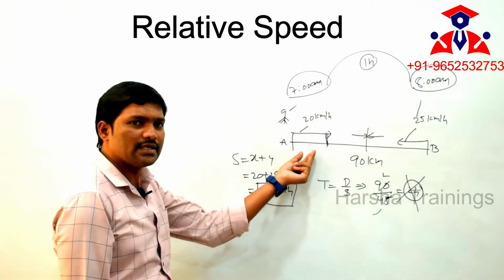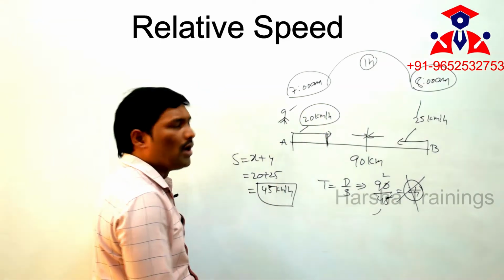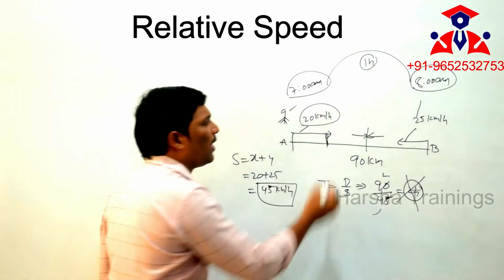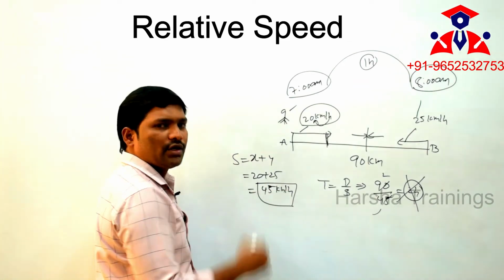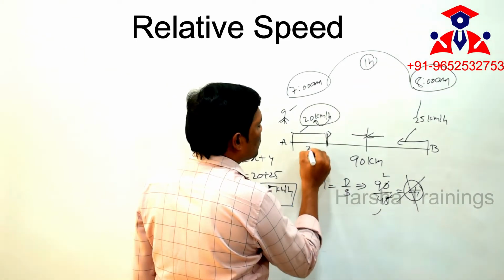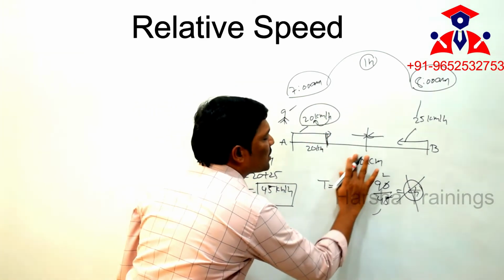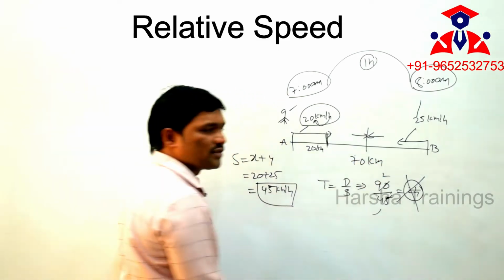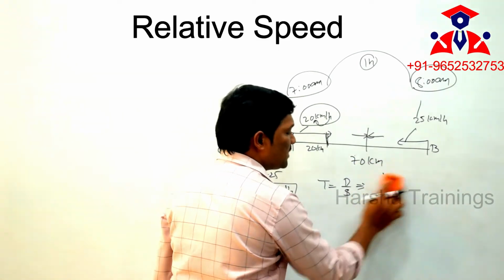First person covered how much distance in 1 hour? The speed is given 20 kilometer per hour. What is the meaning of 20 kilometer per hour? Per hour 20 kilometers. Per hour how many kilometers first person travel? 20 kilometers. So in 1 hour, 20 kilometers traveled. So remaining distance is how much? 70 kilometers. Yes, very good.